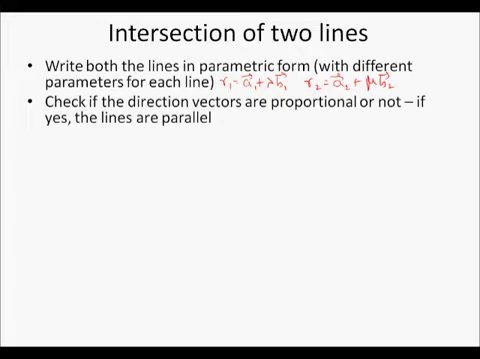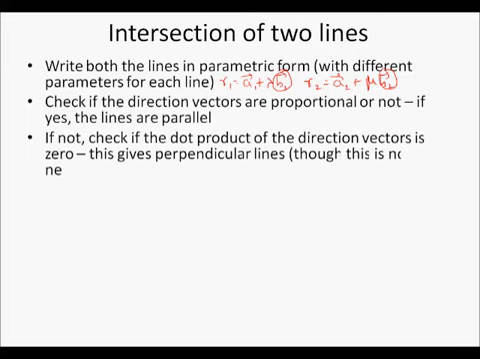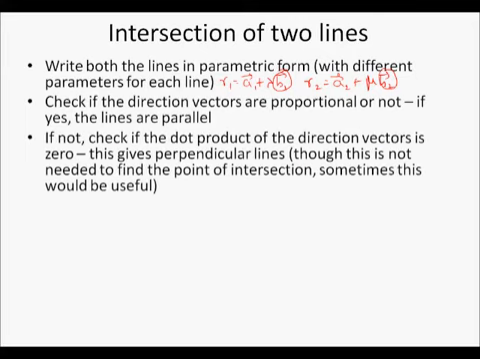Check if the direction vectors, that is b1 and b2, are proportional or not. If they are, then the lines are parallel, so you can't find the intersection of those lines. If they are not, then you proceed. Check if the dot product of the direction vectors is 0, which means that they are perpendicular. You are going to find the point of intersection of two lines if b1 dot b2 is not equal to 0.